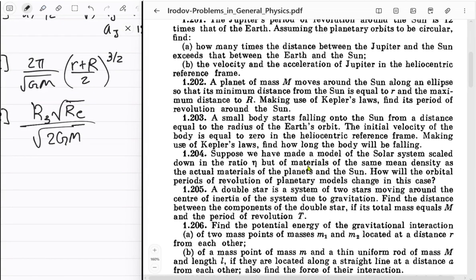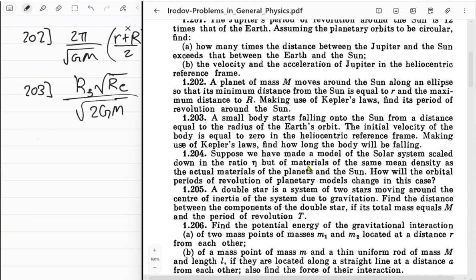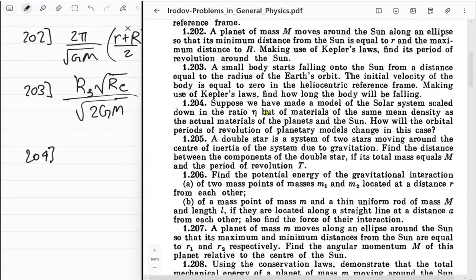Next. 204. 204 is... suppose we have made a model. I mean, you know what? I'm going to do this thing once I've done this video, because surprisingly, this was much harder than what I thought it would be.